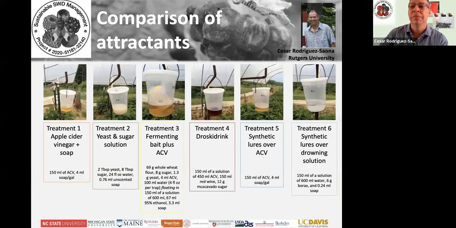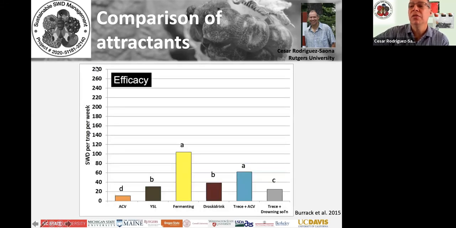So here is the composition of these baits. This work has been published, and you can find this information in our publication. So I'm not going to go into too much detail on what it was in each of them, but you can see that all of them contain fermenting products. So when tested for efficacy, we found that the fermenting bait and the synthetic lure over the apple cider vinegar captured the highest number of flies across all crops.